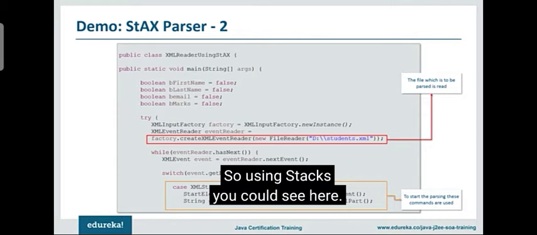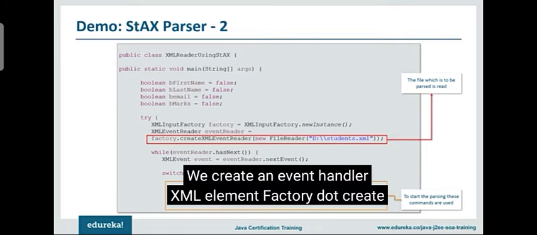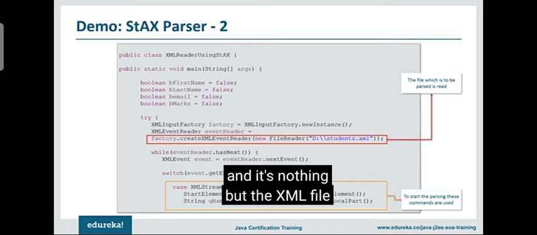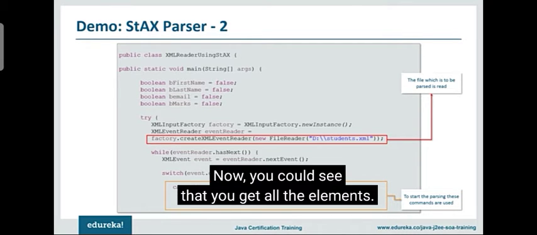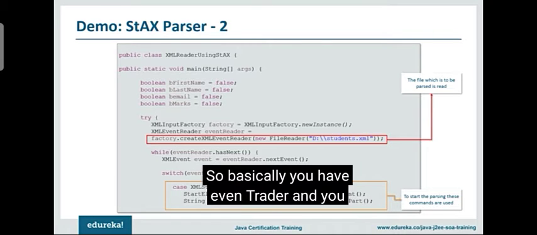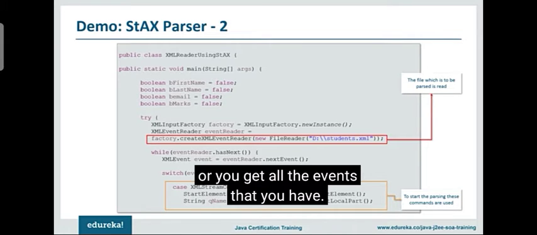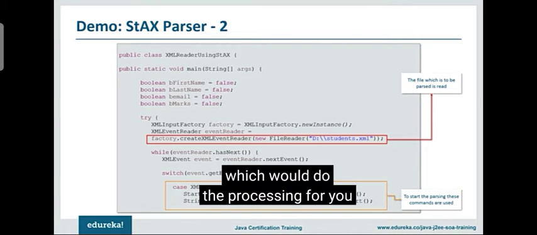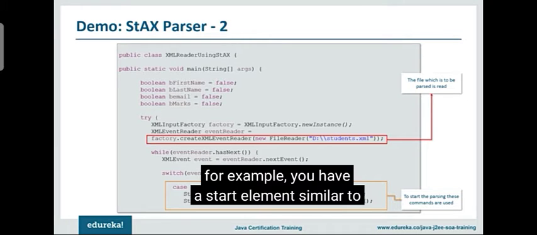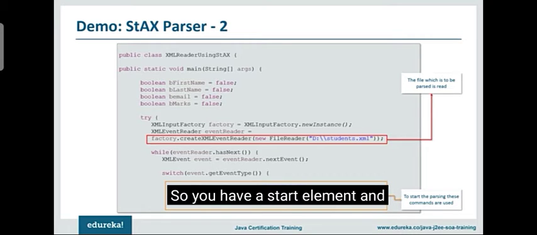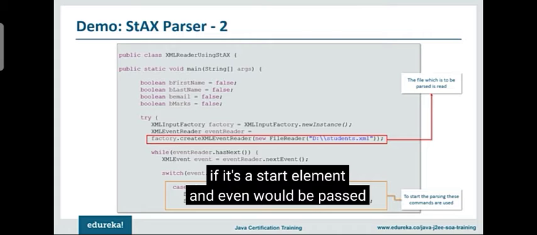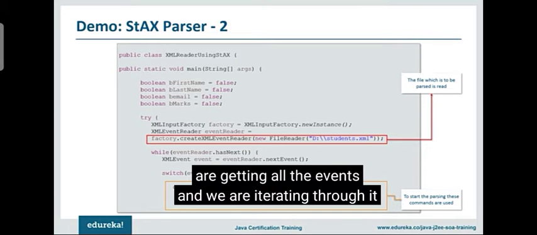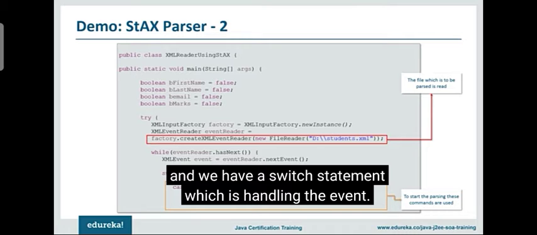Okay, so using StAX, you could see here we create an event handler, XMLEventFactory.createXMLEventReader, and a new FileReader. You pass a new FileReader, which is nothing but the XML file that you want to parse. Now you get all the elements upfront, or all the events that you have within an XML, and you iterate through it. You have a switch statement which would do the processing for you. For example, you have a start element, similar to how we saw in the SAX parser. If it's a start element, an event would be passed and you could get the element value. So we are getting all the events, iterating through them, and we have a switch statement handling the event.